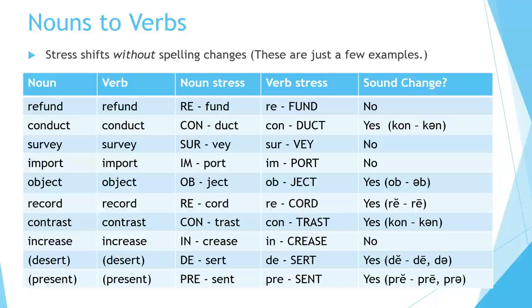Survey, survey. No sound change, only a stress shift. Import, import. No sound change. Object, object. Yes, in this case, there is a sound change in the first syllable. Object, object. Record, record. Is there a sound change? Yes. With the first one, there's a short E, and the second one, there's a long E.